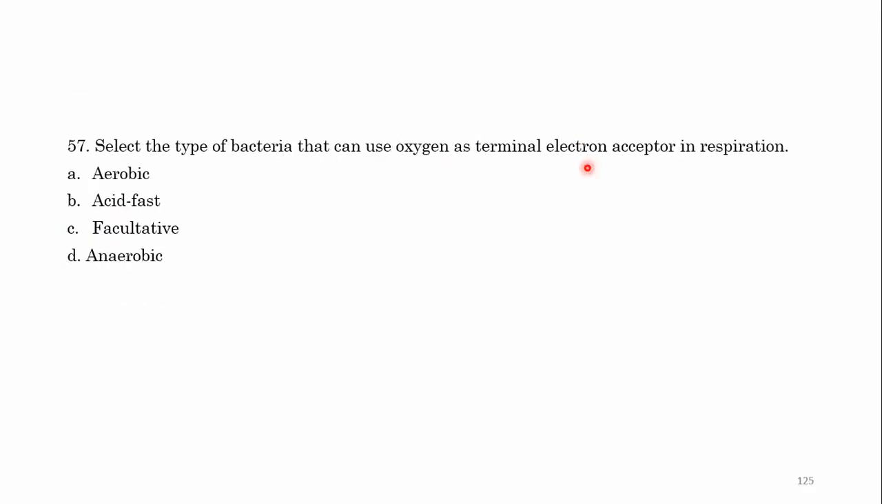Number 57, select the type of bacteria that can use oxygen as terminal electron acceptor in respiration. A, aerobic. B, acid fast. C, facultative. D, anaerobic. The correct answer is letter A, aerobic. 57, letter A.